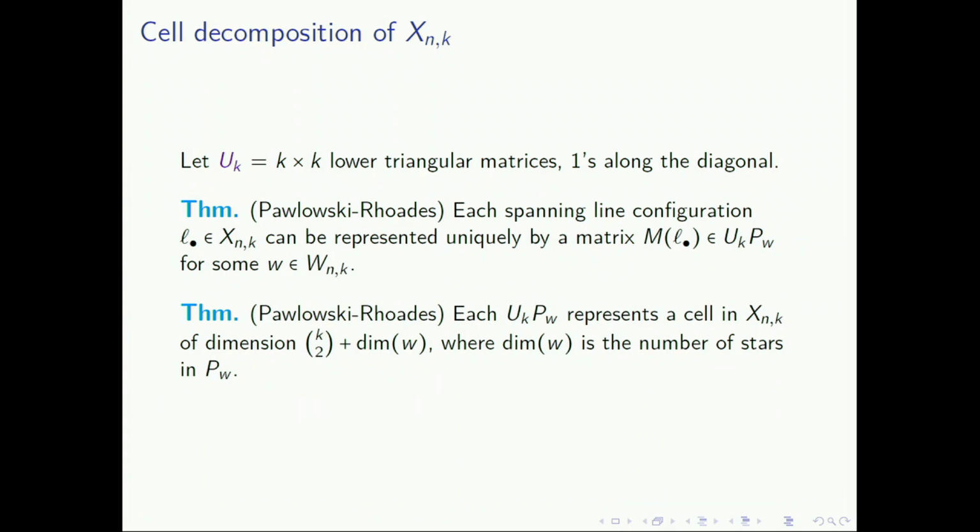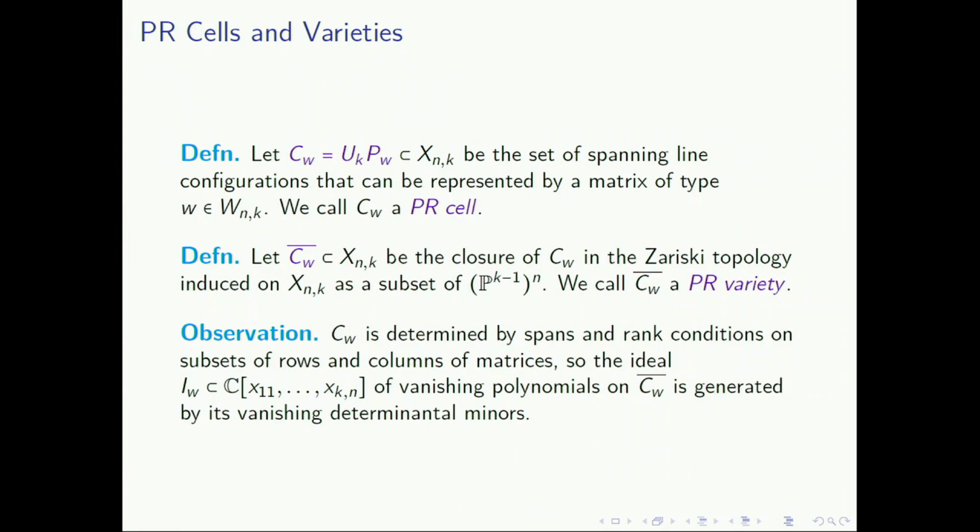All right, so great. They have some nice, very natural cells that live in this spanning line configuration space. Since they defined these, we wanted to call them Pawlowski-Rhodes cells. It gets a little long to say Pawlowski-Rhodes all the time, so we started abbreviating them to just PR cells. And so CW will be equal to these unitriangular lower triangular matrices times PW. That's the PR cell. Okay, that's the central player. Any questions on that? Okay.